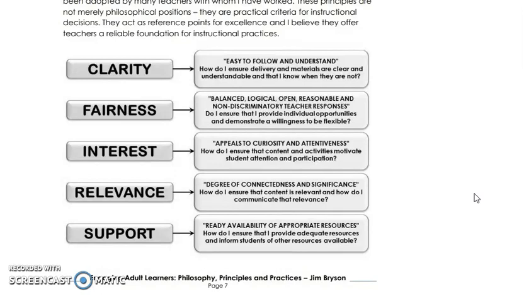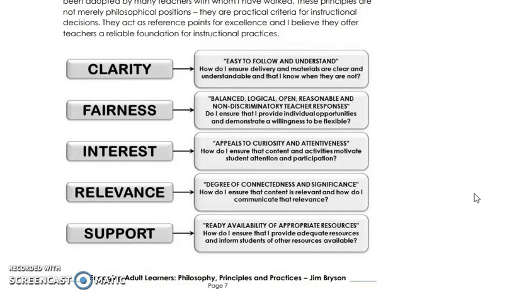Fairness is also important. Is it fair? Do you feel like you're being treated equally? What about interest? Is it appealing? Are you curious about what you're learning? Is it relevant? And is it supportive? Are there resources available to you?